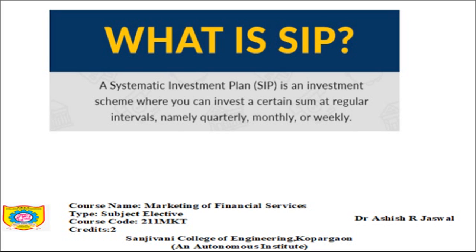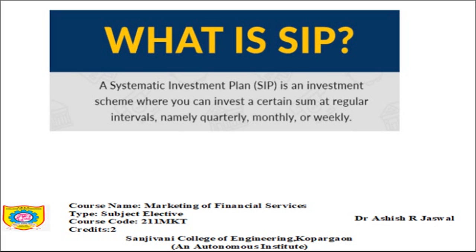For example, if I start investing some amount, in our case 100 rupees, maybe every month I invest 100 rupees, or maybe I will invest it quarterly, every 4 months. After every 4 months, if I invest 100 rupees, that is an investment at a regular interval. Interval can be quarterly, monthly or weekly. That is what is called SIP.